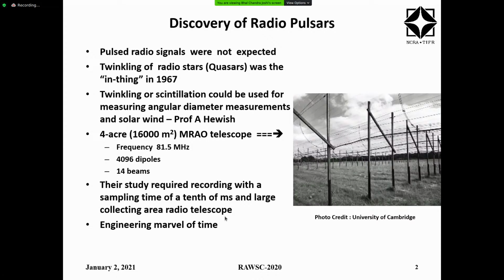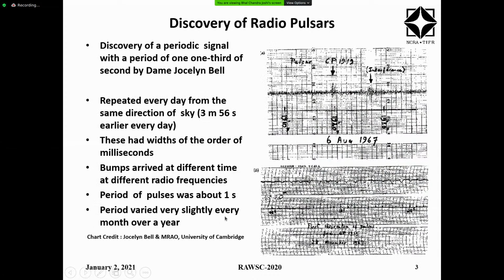And in the MRAO Mullard Radio Astronomy Observatory telescope, which was a huge telescope spread over 4 acres, the novelty was sampling at milliseconds. And this was needed for studying twinkling and scintillations, because when you look at stars with your naked eyes, you can see that the stars twinkle at that kind of a time scale. Okay. So they were studying this, and then they accidentally happened to discover the periodic signals. And this is just the plot from the discovery chart recorder.